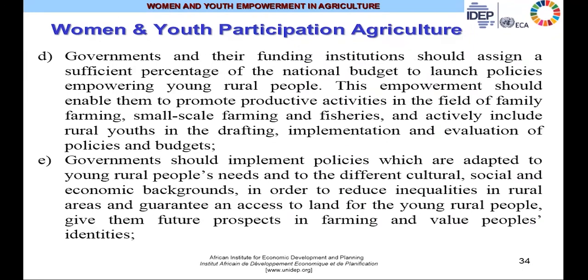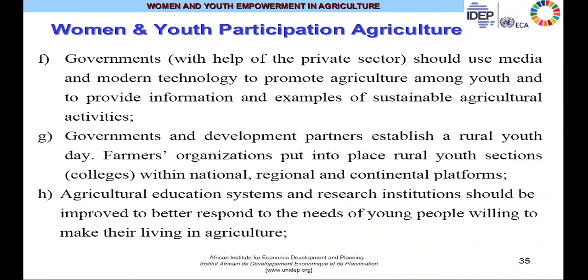Governments should implement policies which are adapted to young rural people's needs and to the different cultural, social, and economic backgrounds of these boys and girls in order to reduce inequalities in rural areas and guarantee an access to land for the young rural people, give them future prospects in farming, and value people's identities. Again, governments, with the help of the private sector, should use the media and modern technology to promote agriculture among youth and to provide information and examples of sustainable agricultural activities.